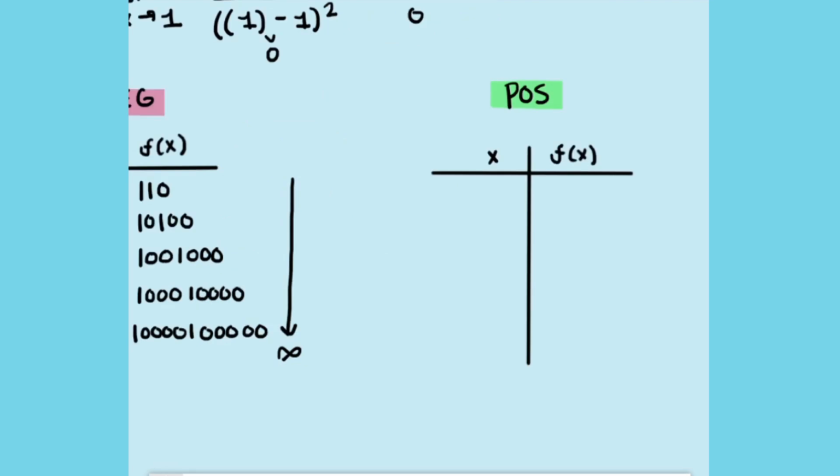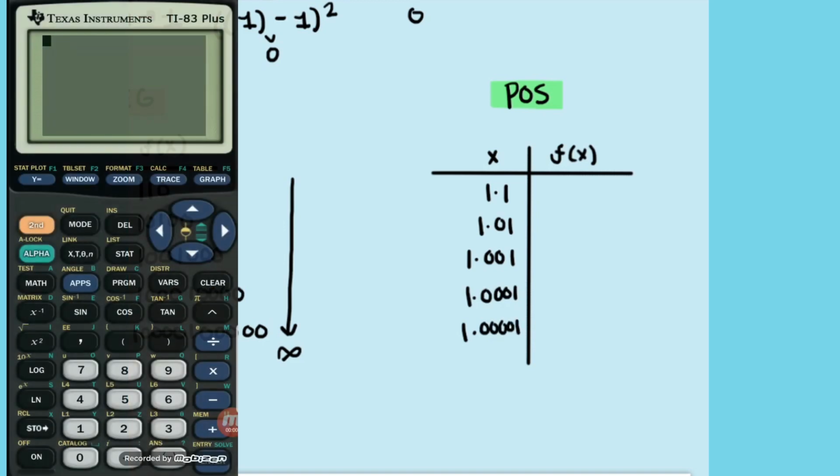Okay, so this time when we're selecting x values, remember we're selecting x values that approach 1 from the positive direction. So this time I'm going to select 5 values. One of the values I'm going to test is 1.1. I'm going to do 1.01, 1.001, 1.0001, and 1.00001. We're going to plug that back into our function, basically.